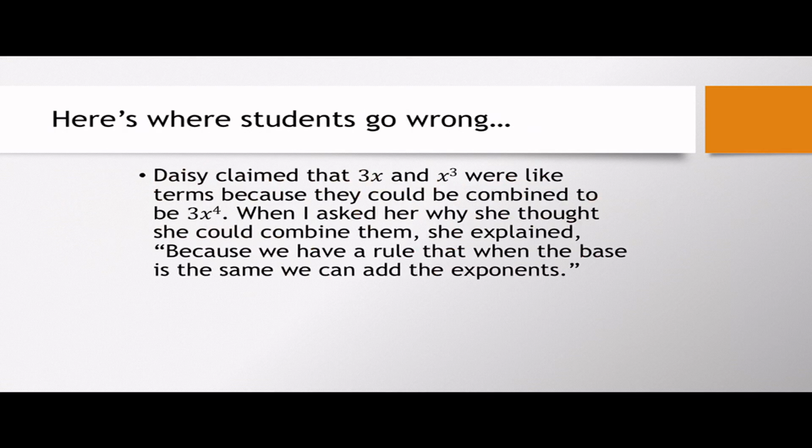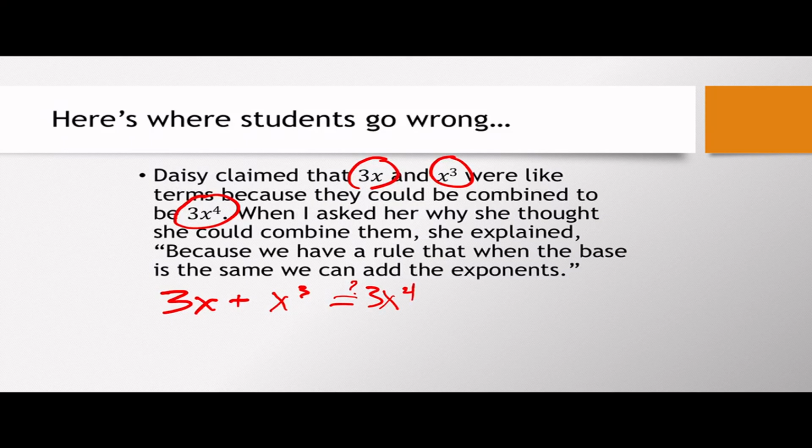Here's a few places where students have misconceptions. Here's a case example. Daisy claimed that 3x and x cubed were like terms because they could be combined into 3x to the fourth. Okay, can we combine 3x and x cubed to 3x to the fourth? Okay, so that's what she's claiming. 3x plus x to the third equals 3x to the fourth. So that's her question.